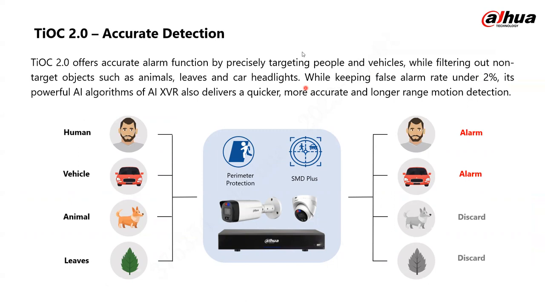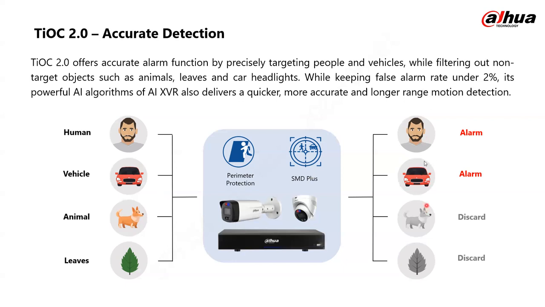Now, on the accurate detection, this is enhanced through the smart motion detection, at the same time combining these cameras with an AI XVR. With the smart motion detection and the perimeter protection features, the product can intelligently filter out non-essential alarm triggers and keep them away, for example animals, leaves, or elements such as rain. It filters these out because we don't consider them to be true alarm triggers. We only consider humans and vehicles to be the true alarm triggers, so it will filter out the other non-essential alarm triggers.